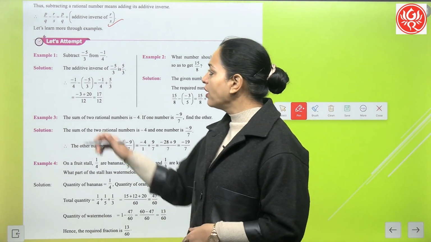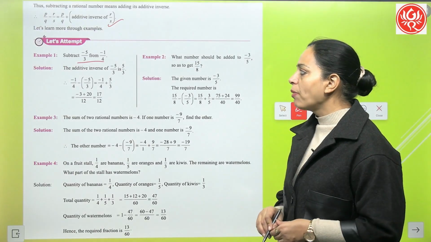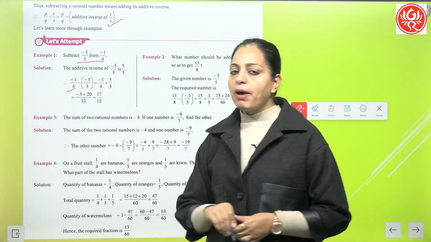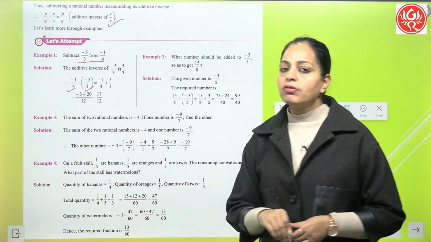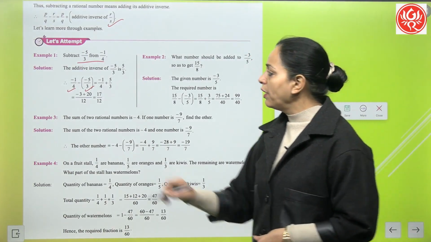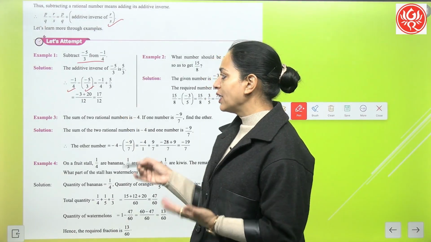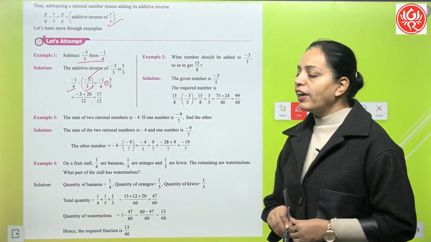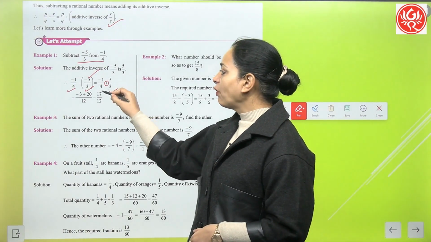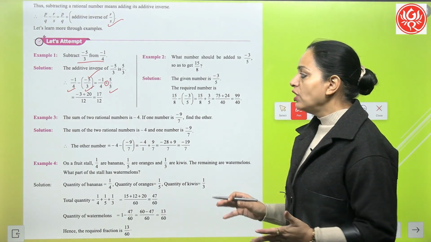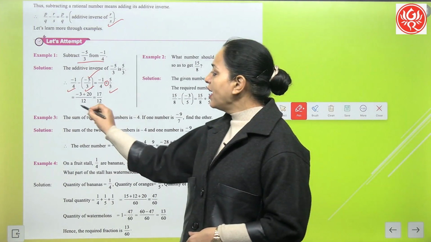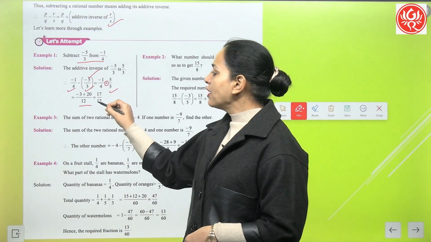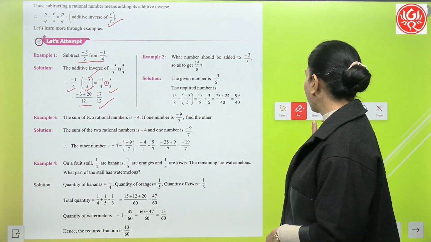Let us attempt example 1. Subtract minus 5 by 3 from minus 1 by 4. So what will you get? You will write minus 1 by 4 minus of minus 5 upon 3. So you know very well minus minus becomes plus. You can also do it this way: put a plus sign here and take its additive inverse, that is 5 upon 3, right? So minus 1 by 4 plus 5 upon 3. Now these are unlike fractions. Take the LCM. LCM is 12. So make the denominator 12. Now we are getting minus 3 plus 20. So the answer is 17 upon 12.